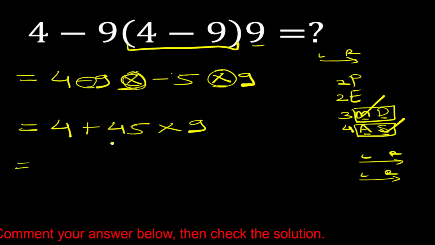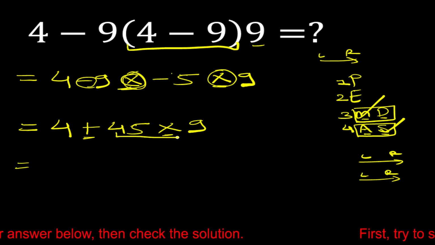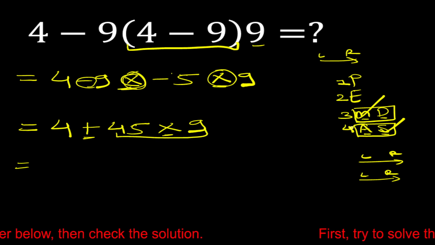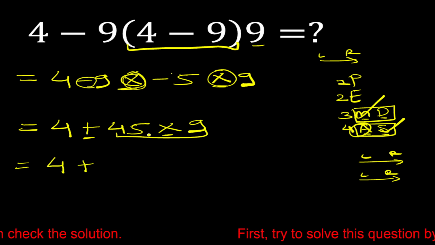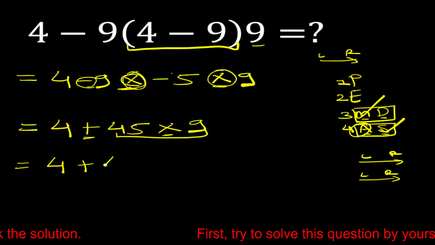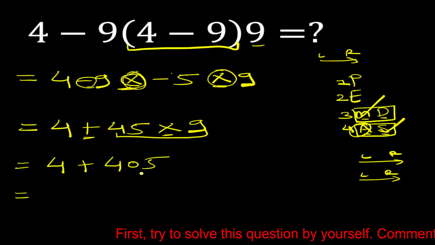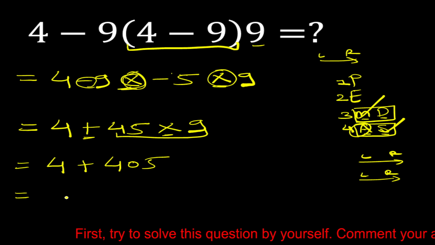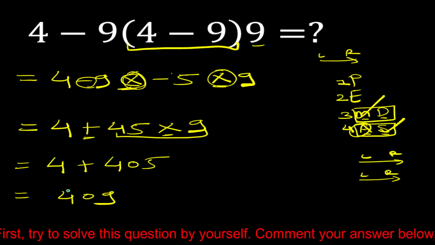So now here is addition and here is multiplication. So according to the PEMDAS rule, first we have to solve multiplication, then we have to solve addition. Okay, so it is equal to 4 plus, now 45 multiply 9 is equal to 405. So now 4 plus 405 is equal to 409. Okay, so the correct answer is 409.